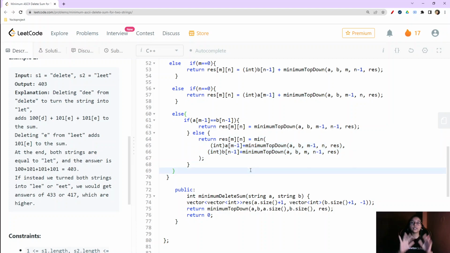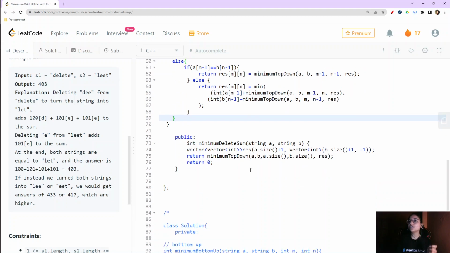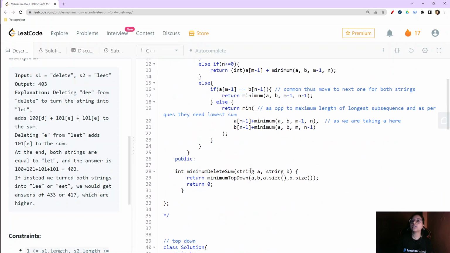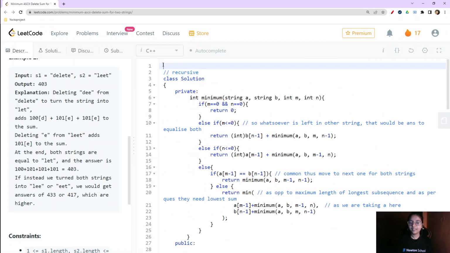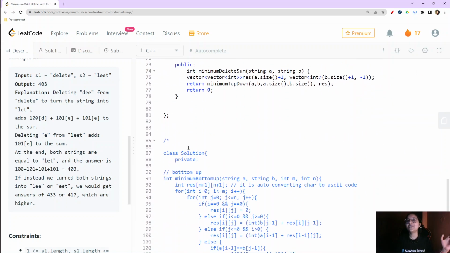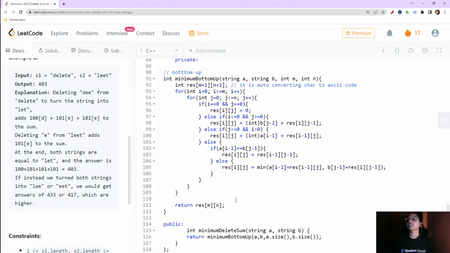So this was all for the memoized solution. Now comes the part for the bottom-up DP. For bottom-up DP, let me comment that down, because else if I run this particular one, then it could be a problem, so I don't want that. So here comes the part for our bottom-up DP.